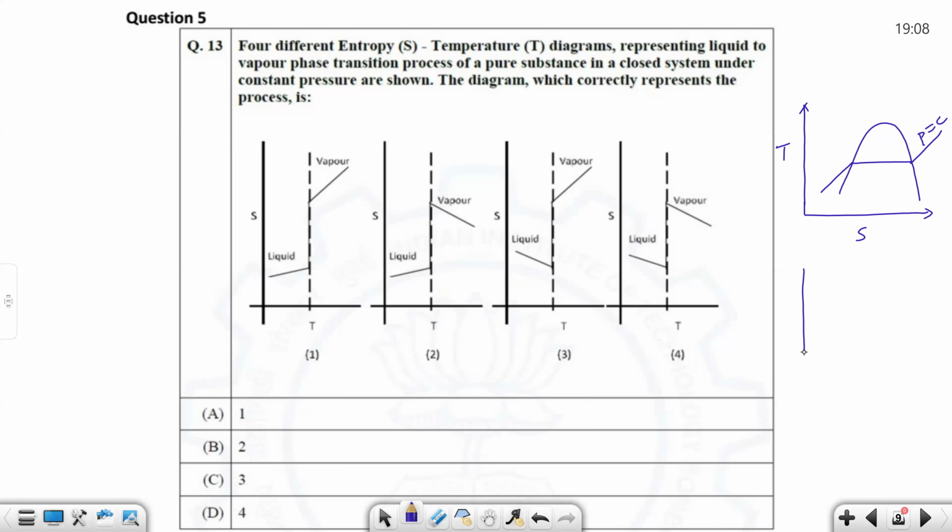So during a phase change process, the liquid to vapor phase. So this is liquid plus vapor. This is the vapor. This is the liquid. So liquid to vapor phase change. But we wanted it in an entropy temperature diagram. So in what way will it happen? So this dome will come something like this. This is the way it will be.